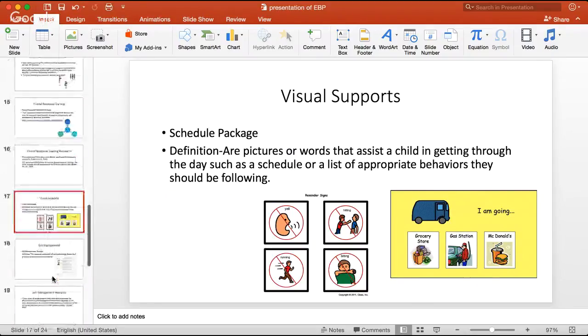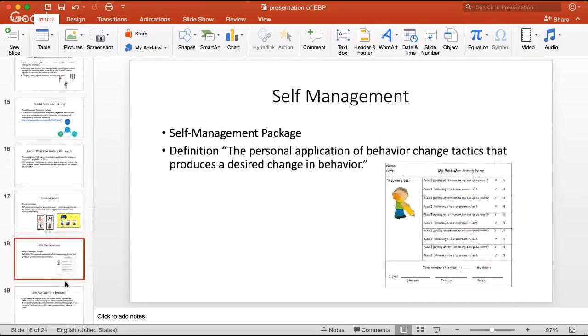Next, we have the self-management package. Self-management is a personal application of behavior change tactics that produces a desired change of behavior.